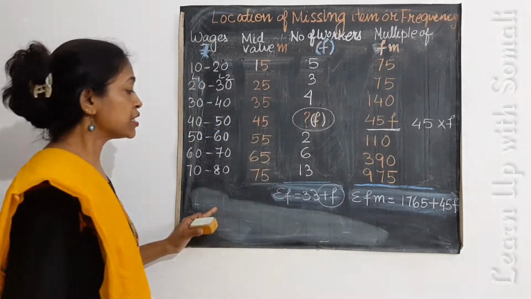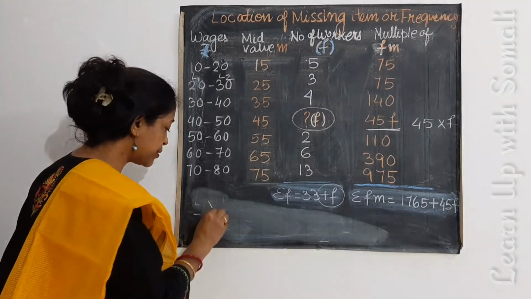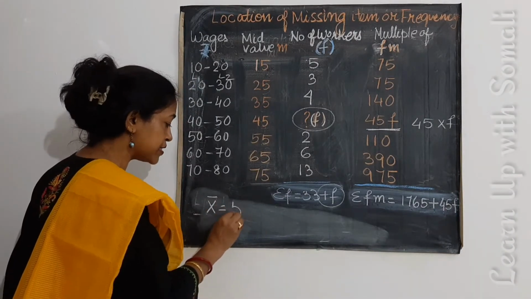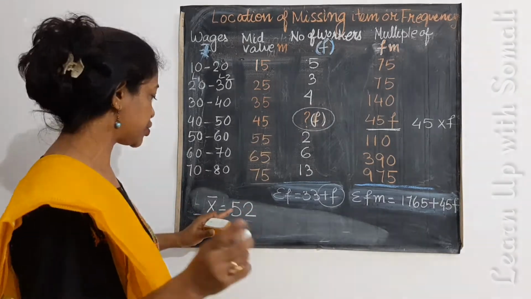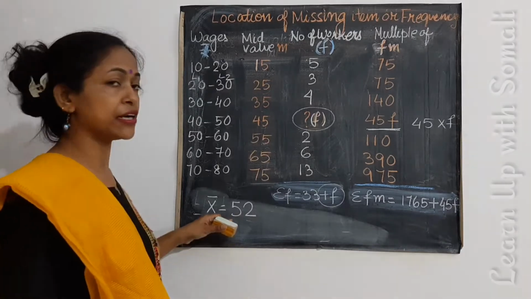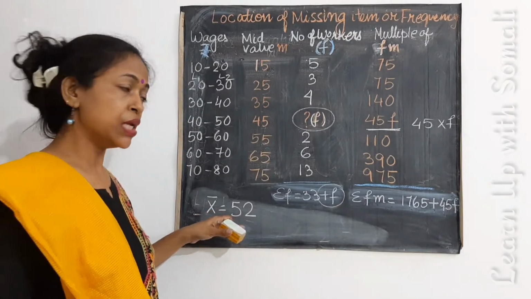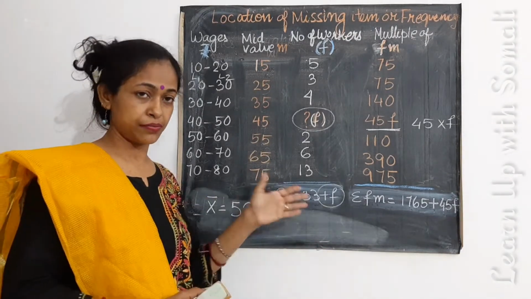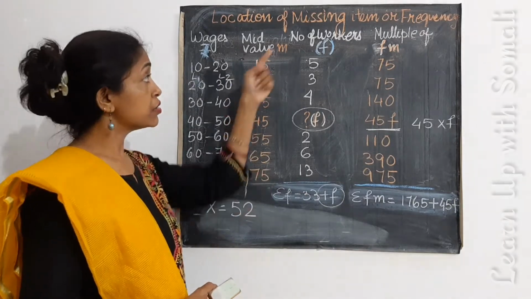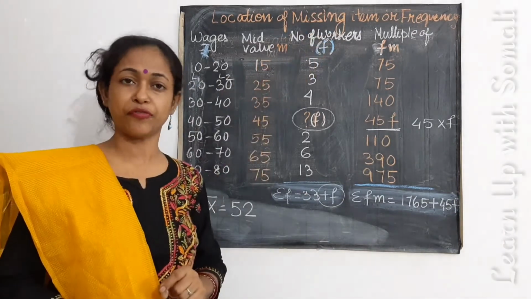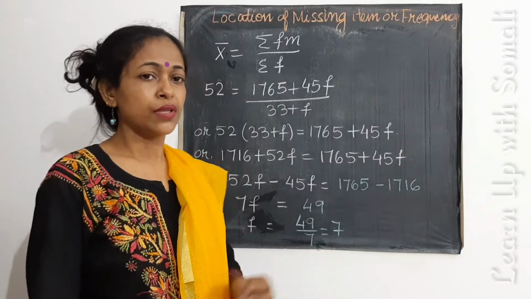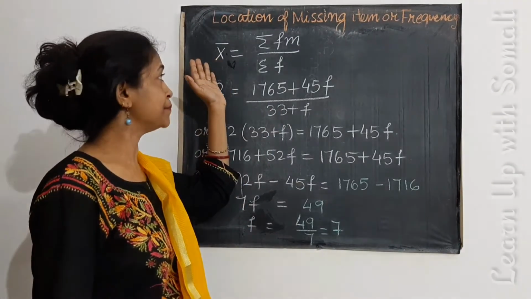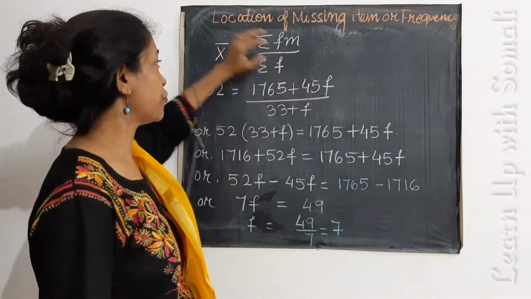Okay, and we have been given the arithmetic mean, that is x bar is equal to 52. If you look into the question, I will share the question. There you will see arithmetic mean is given 52. Now let us proceed with the process of calculating missing item or frequency.